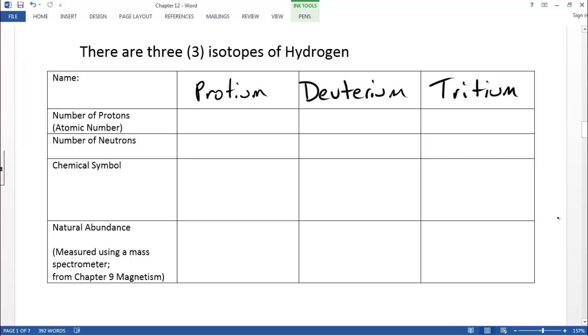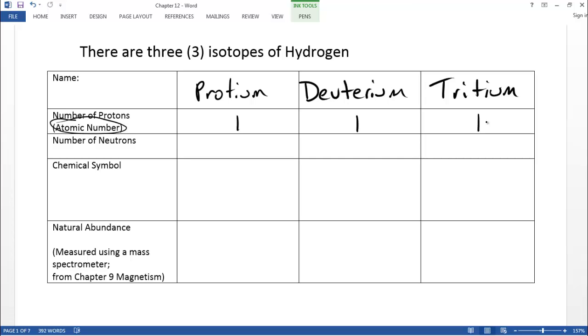Well, they're all hydrogen. So the atomic number is 1. Hydrogen are those atoms that have 1 proton. Okay, and so protium, deuterium, tritium are just specific names for the isotopes of hydrogen. They are hydrogen because they have one proton.